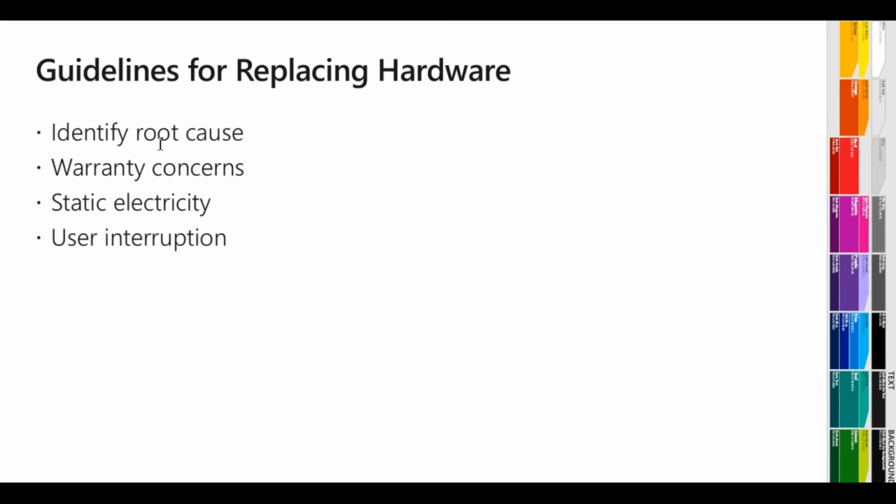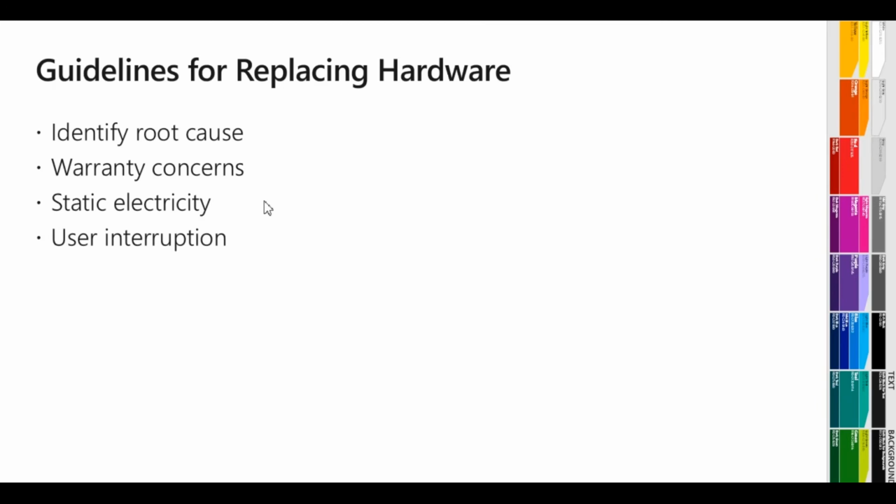Guidelines for replacing hardware: identify the root cause, find the main issues, check the warranty. That's what we talked about. If you have the warranty, then you don't need to do anything. If it doesn't cover the warranty, then you can do something. And ensure you handle static electricity. When you touch computer parts, you should wear an anti-static wrist strap. Otherwise static electricity may cause problems for the device.